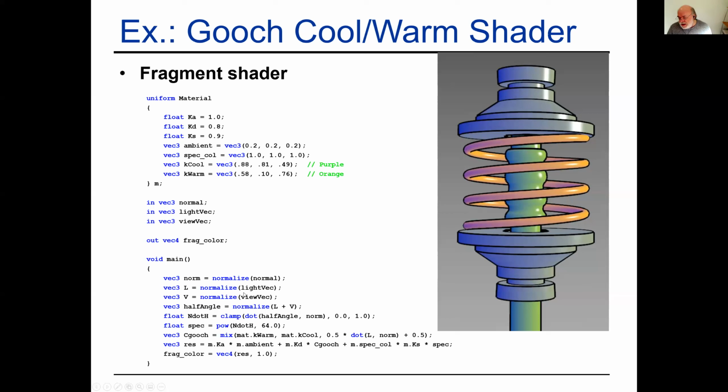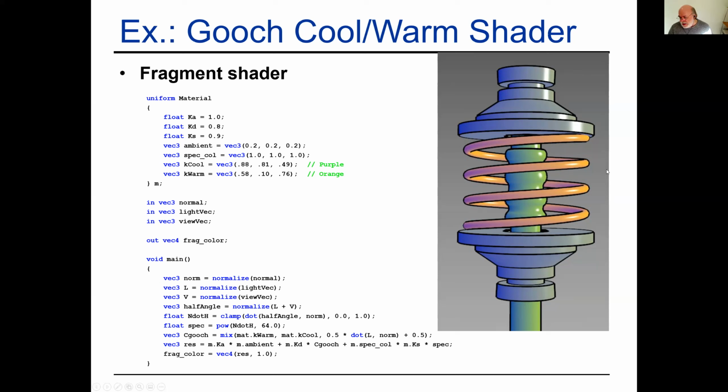So first of all, we normalize all these vectors. We compute the half angle, right, between the light vector and the view vector. That's like the Blinn-Phong model. We clamp the dot product of the half vector with the normal vector. We clamp that to 0, 1. Then we compute the power. So this is the specular exponent here, the dot product to the power 64.